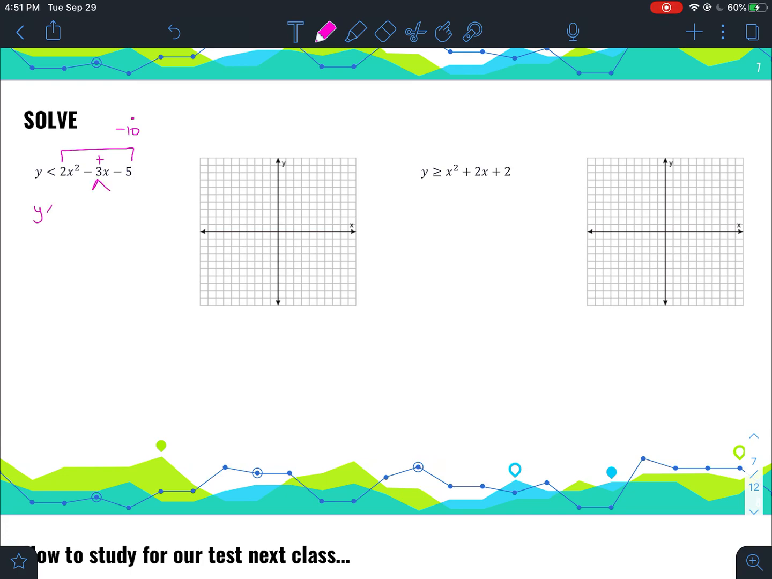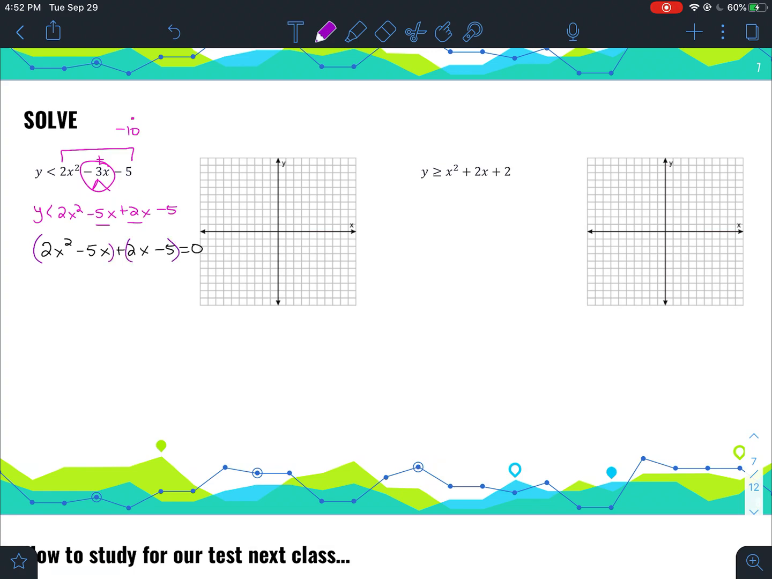So I can break up that middle term into negative 5x and positive 2x. And notice negative 5x plus 2x is negative 3x. So I didn't change the problem. I just rewrote it so I could factor by grouping. So now I want to know 2x squared minus 5x plus 2x minus 5. When does that equal 0? And that'll allow me to find the x-intercepts of this parabola.